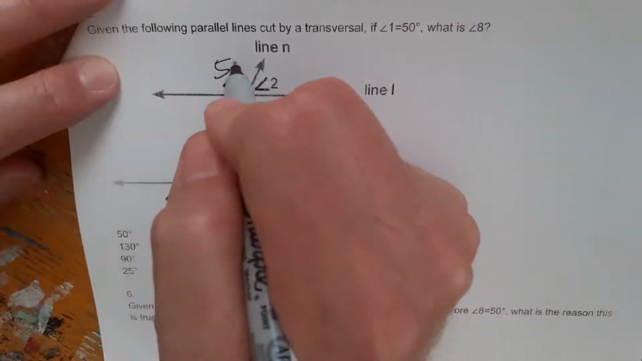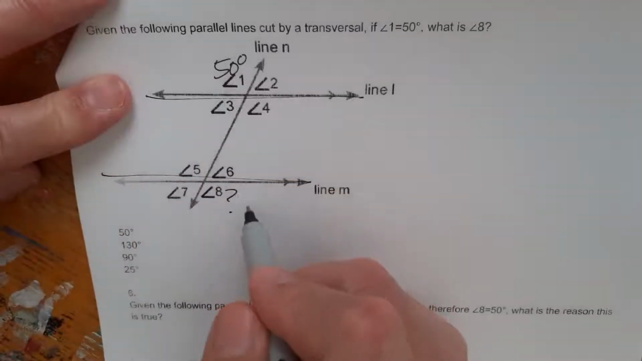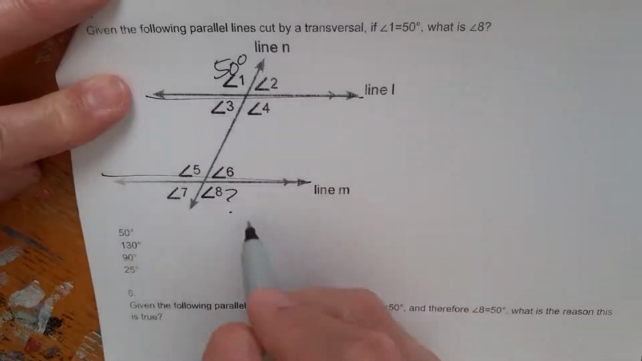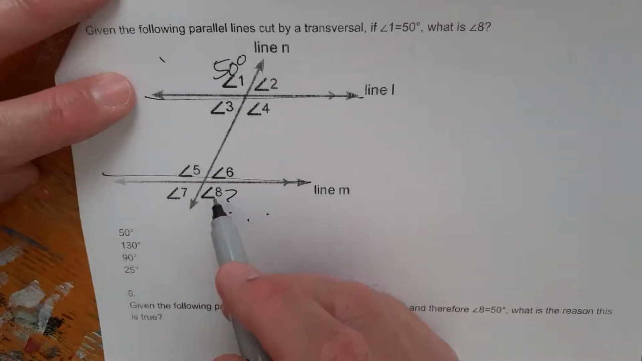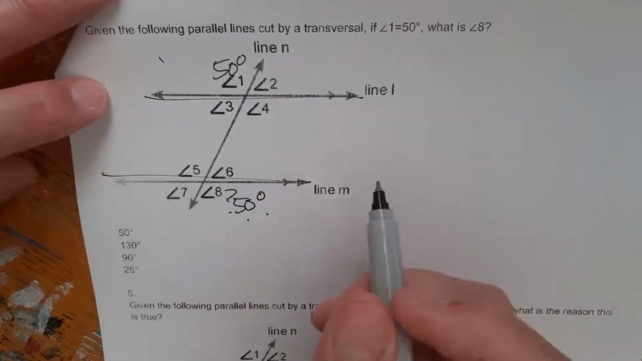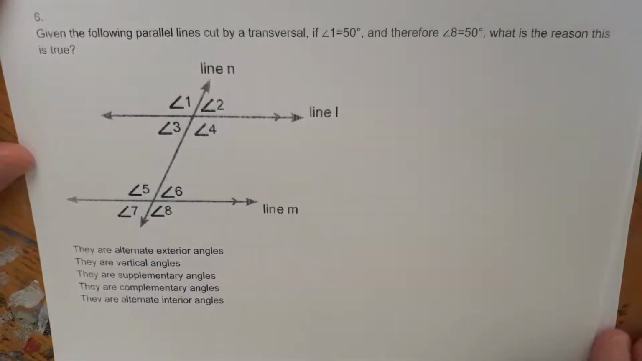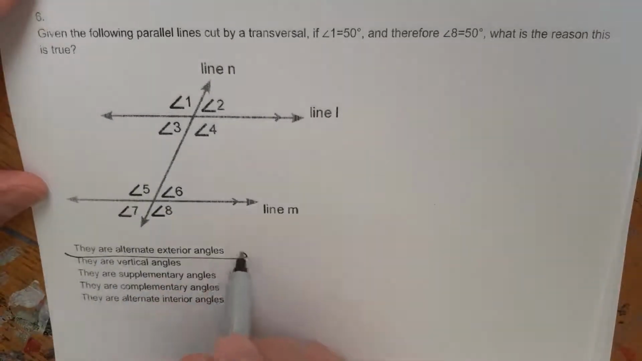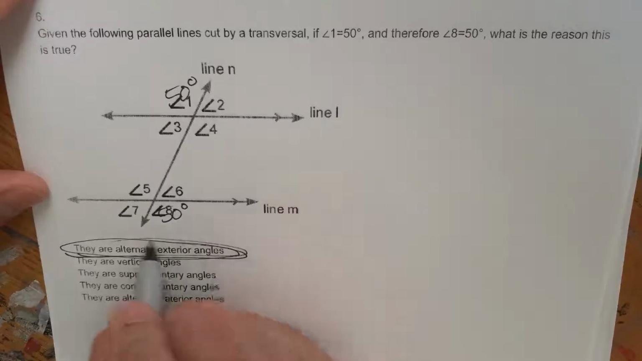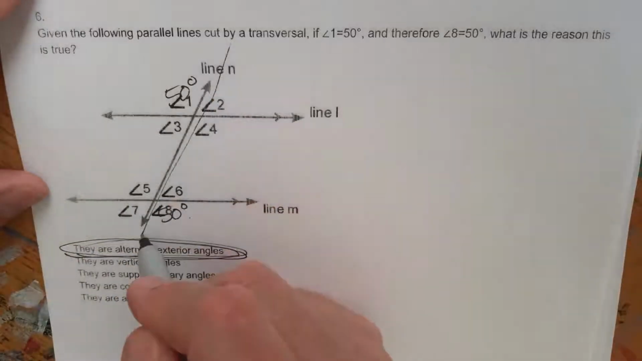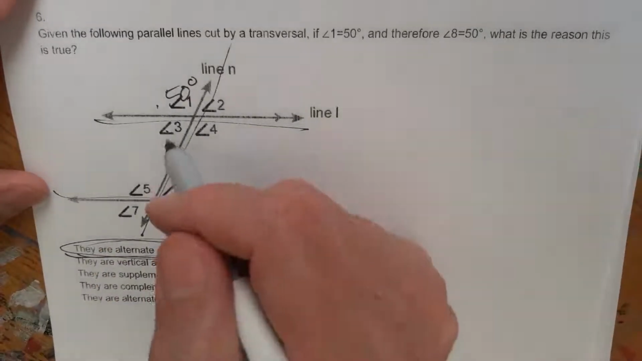If this is 50 degrees here for angle 1, what is angle 8? Well, they're on the outside of the parallel lines, so they're called exterior, and they're on alternate sides. There are only two relationships, either equal or supplementary. Angle 1 looks like angle 8, so this is 50 degrees also. What's the reason? They're alternate exterior angles. Alternate because they're on different sides of the transversal, and exterior because they're on the outsides of the parallel lines. Interior will be in here, these four.